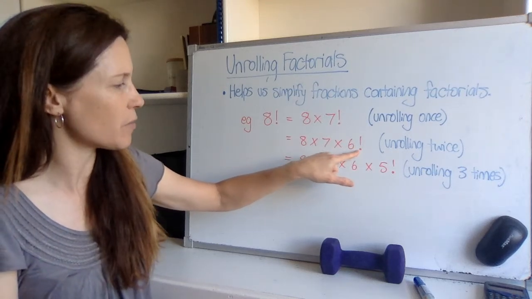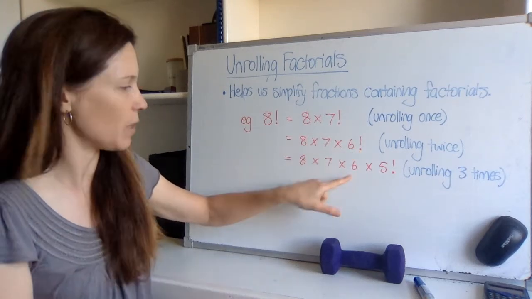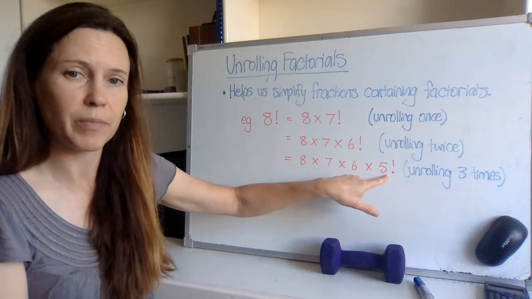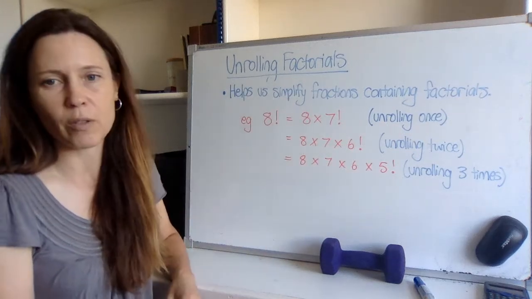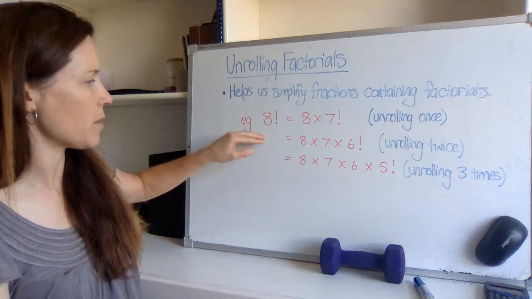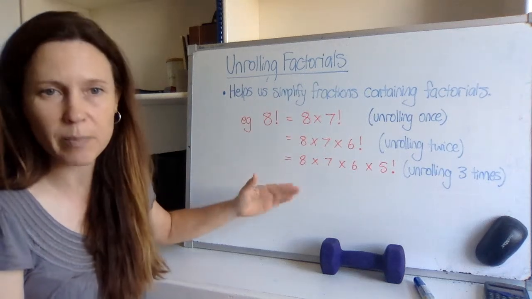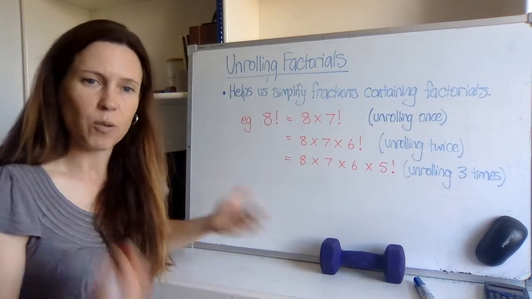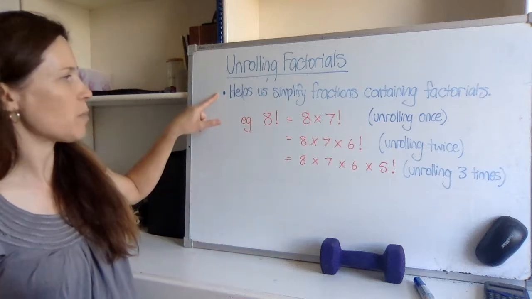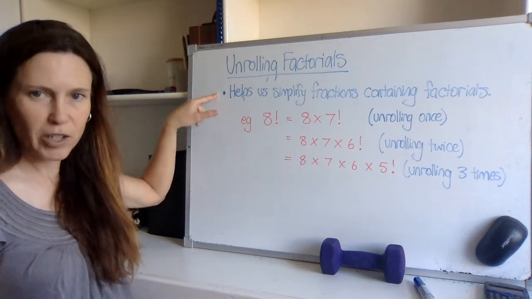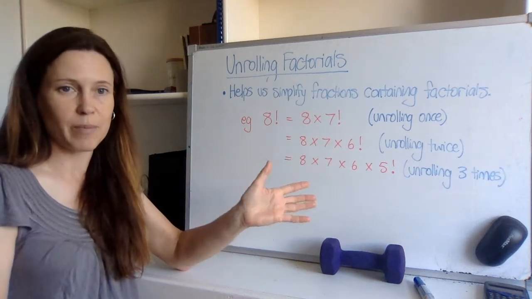But then we know that 6 factorial is also 6 multiplied by 5 factorial. We can go on and on with this all the way down, either unrolling once, twice, 3 times, as many times as we need to. Now, why do we want to do this? Well, it helps us basically just to simplify any fractions that have got factorials in them, and you'll see that in a moment.